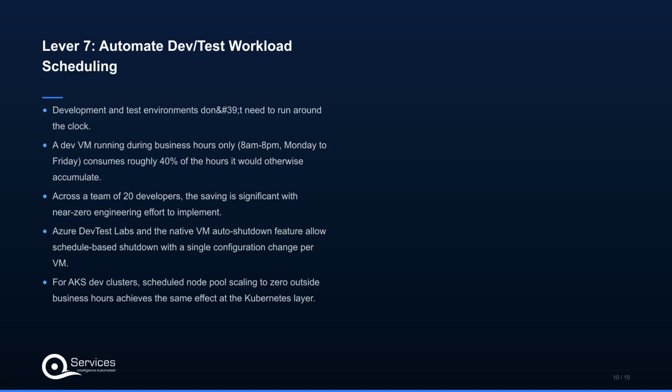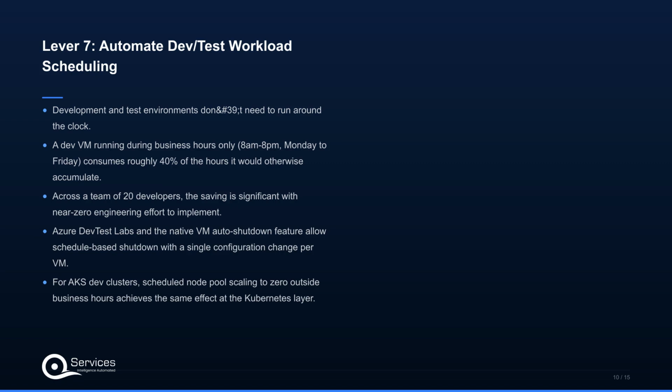Azure DevTest Labs and the native VM auto shutdown feature allow schedule-based shutdown with a single configuration change per VM. For AKS dev clusters, scheduled node pool scaling to 0 outside business hours achieves the same effect at the Kubernetes layer. The honest caveat: auto shutdown only delivers savings if developers don't simply restart VMs manually when they find them off. Policy enforcement through Power Platform governance principles, requiring approval to override schedules, is what makes the savings stick across a team.